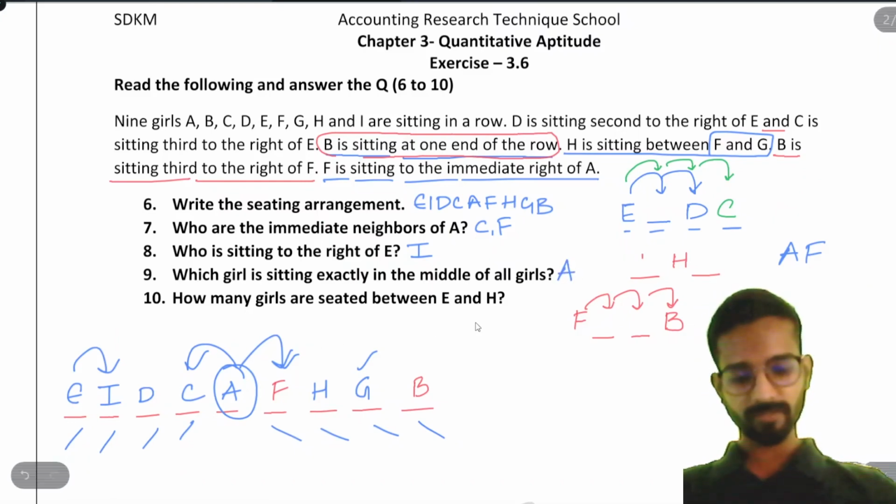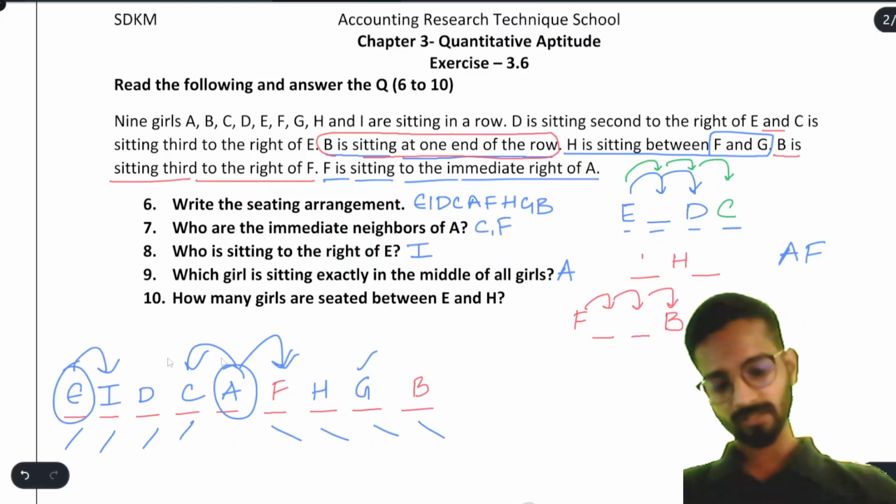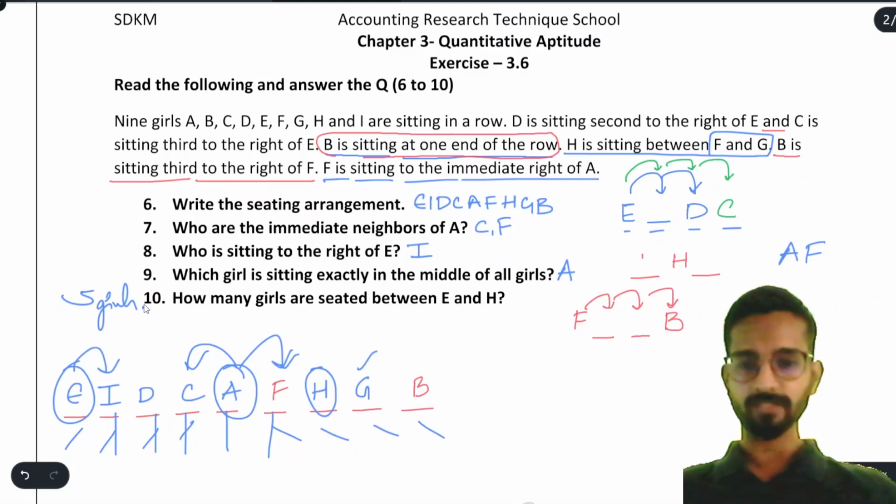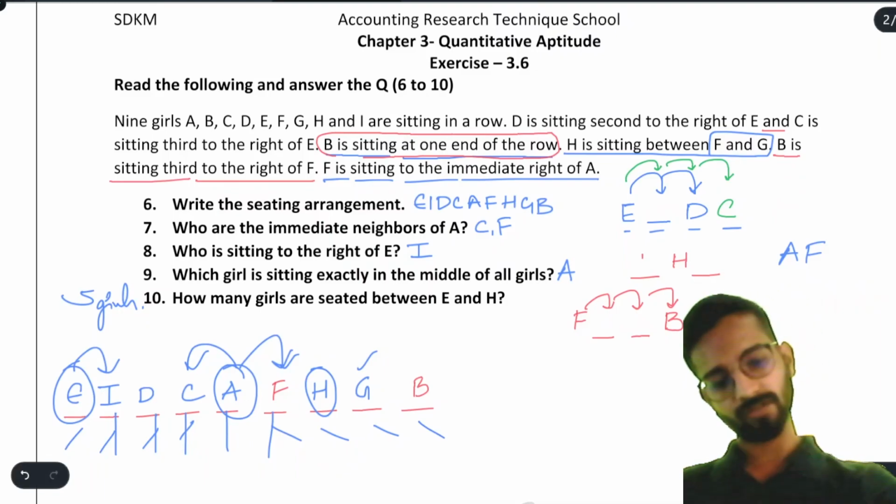How many girls are seated between E and H? Where is E? This is E. H. How many are seated? 1, 2, 3, 4, 5. So 5 girls are seated between E and H. Simple enough? Now see.